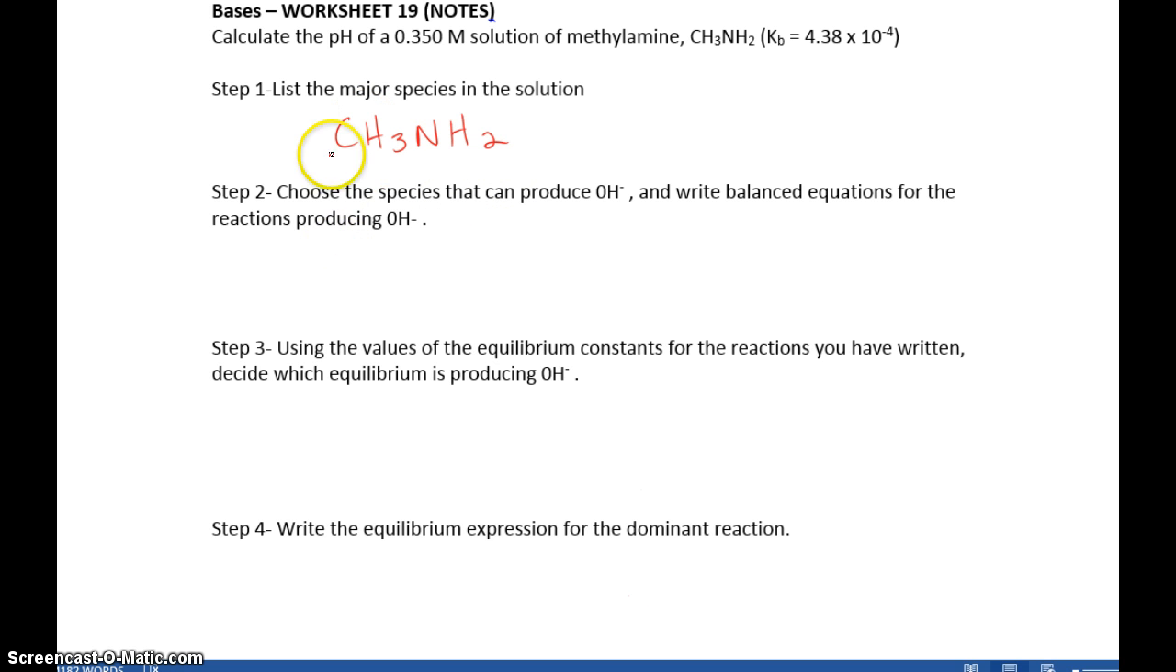And I know there's no hydroxide in here, but I notice that this looks a lot like my ammonia. So it's going to be CH3NH2. I'm going to add water, and I'm going to form CH3NH3 plus hydroxide. And water is a liquid, so if it helps to put that liquid in there, that's going to be important as we go on in this problem.